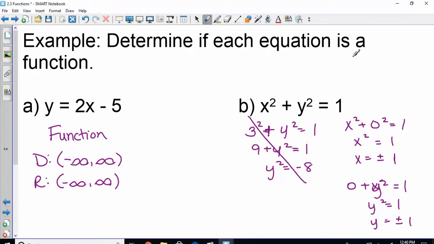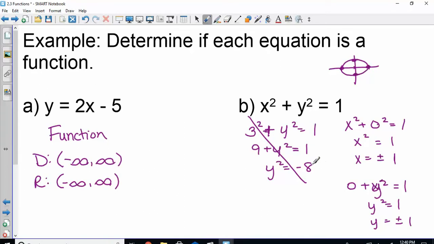Plus or minus 1. So I've already gotten 4 points on this. If you graph that, you might be able to know what your graph is looking like. When my y is 0, x is positive 1 and negative 1. So (1, 0) and (-1, 0). When x is 0, I got a positive 1 and negative 1. Do you guys know what this graph is going to be? It's actually a circle.